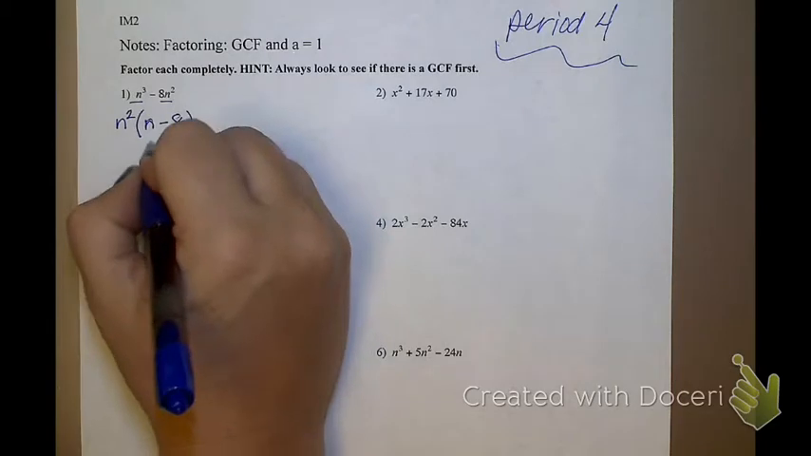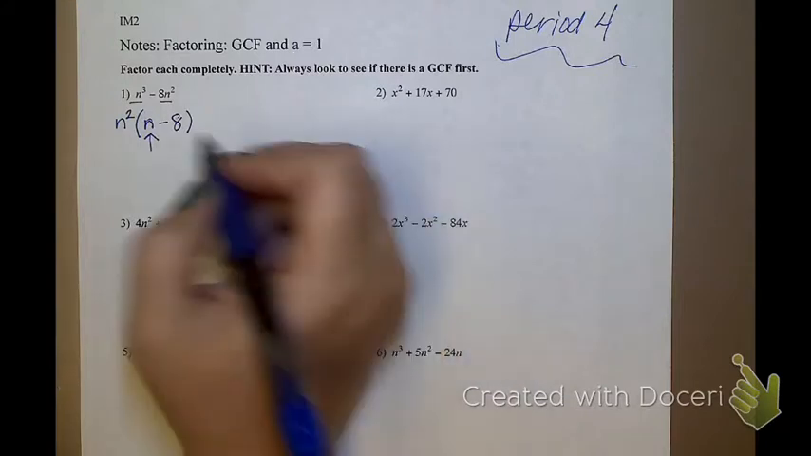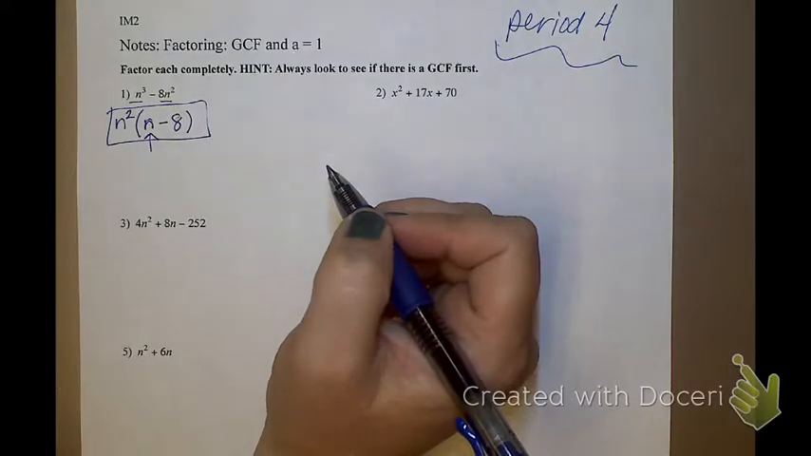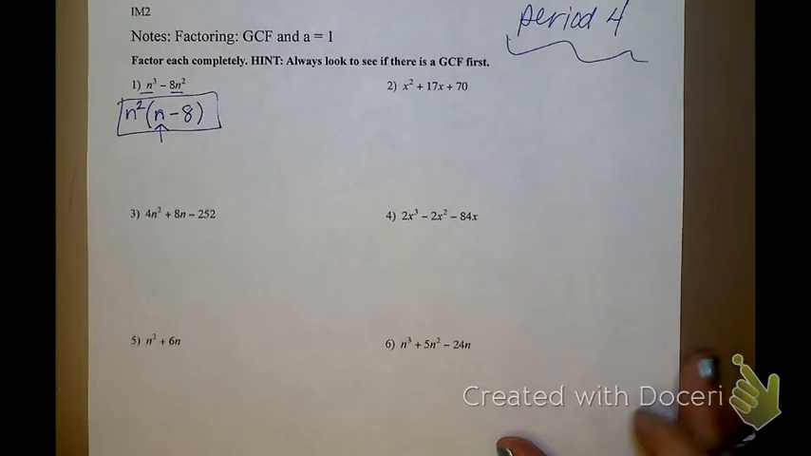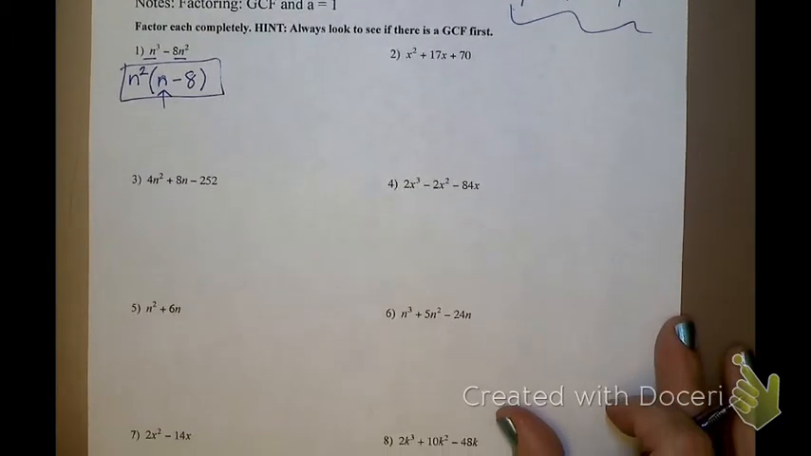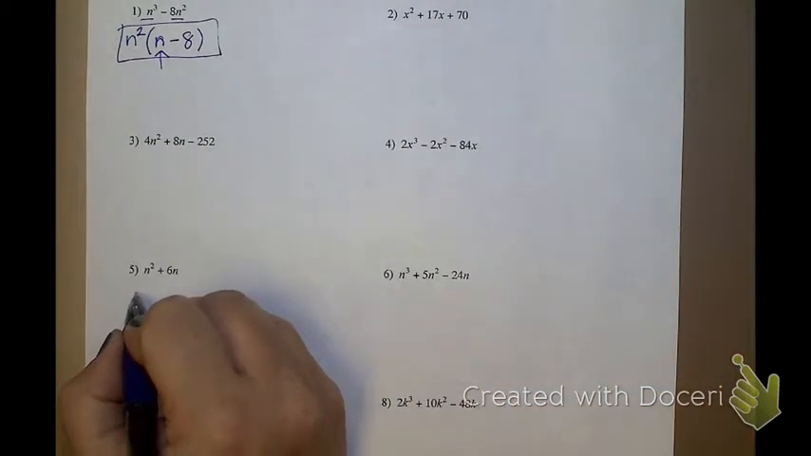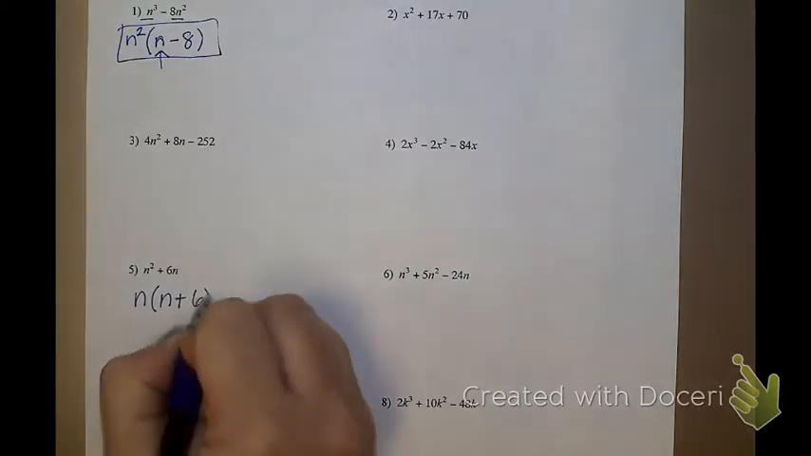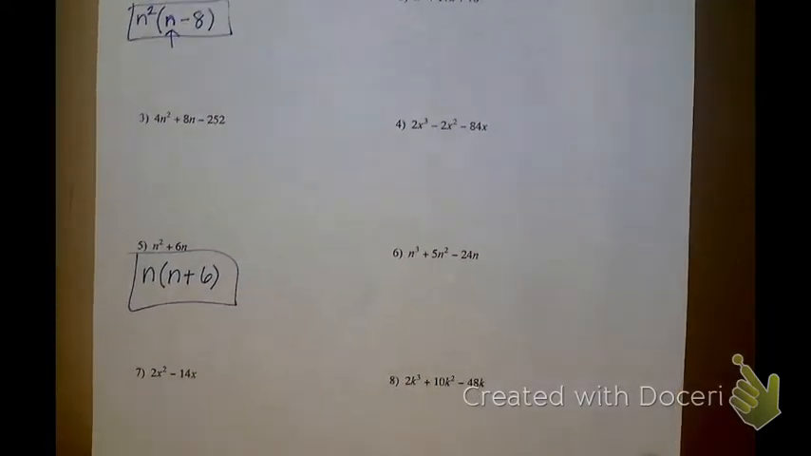Now, if what's left in there is just a plain old n, not an n squared, or an x squared, or whatever, I'm done. That's like what we were doing before. Okay? Does that make sense? Are there any other problems on this page that you think are just like that? 5. What can I take out in 5? And what's left inside? N plus 6, right? Okay, that guy's done. Any others you see that might be like that?